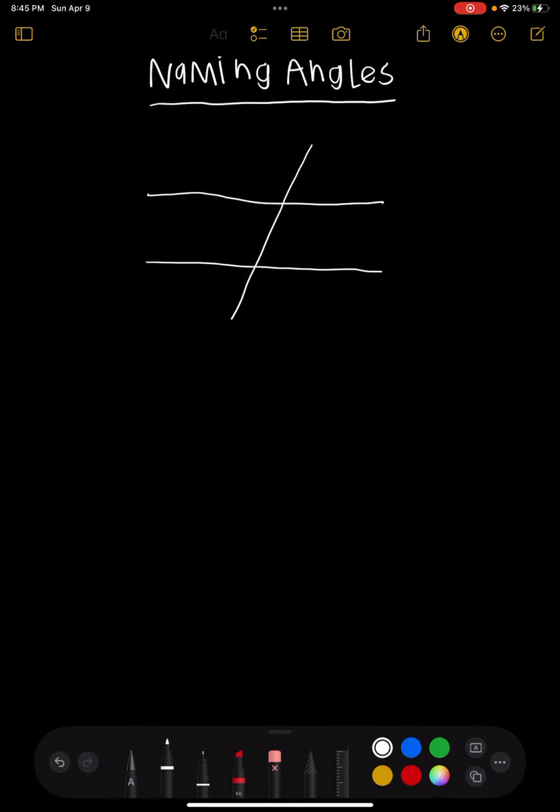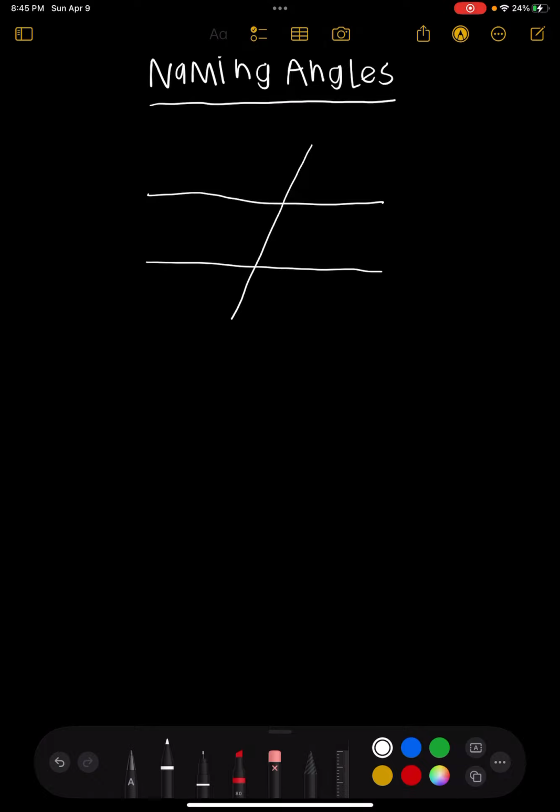So when we have two parallel lines and a transversal, there's a couple of different things that we can figure out or find. And the first thing we're going to do is name all of the types of angles. You have a cheat sheet with all of the different types of angles on there, but let me just go through them really fast.